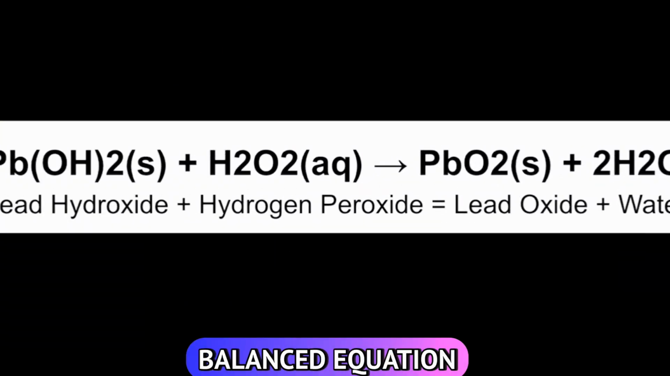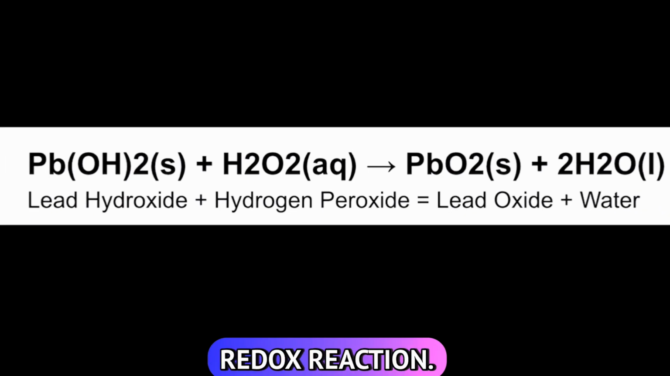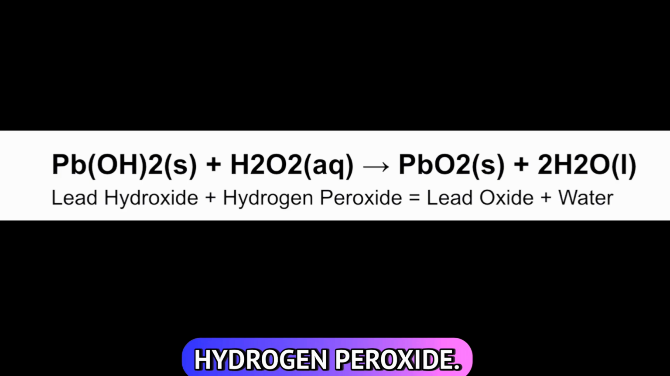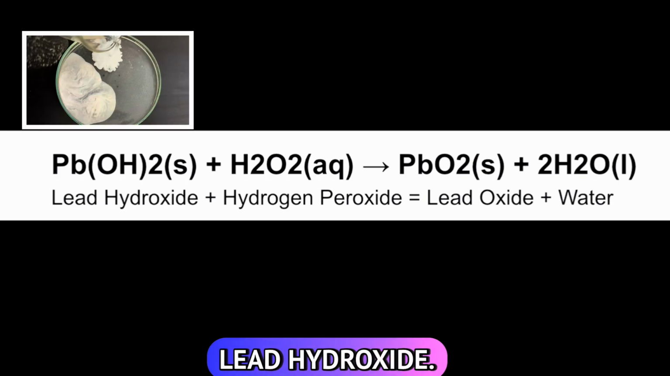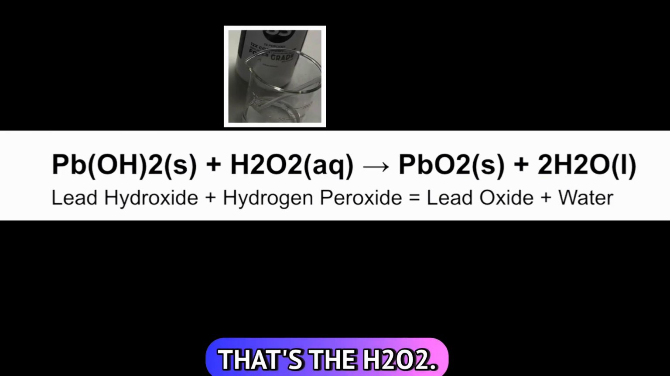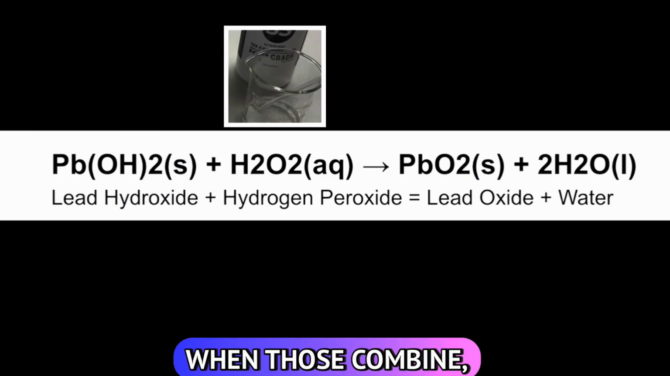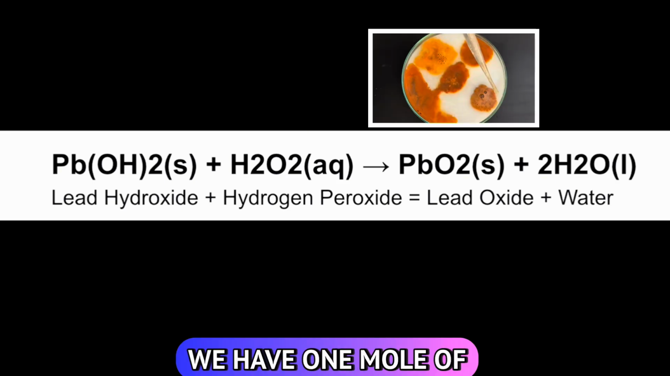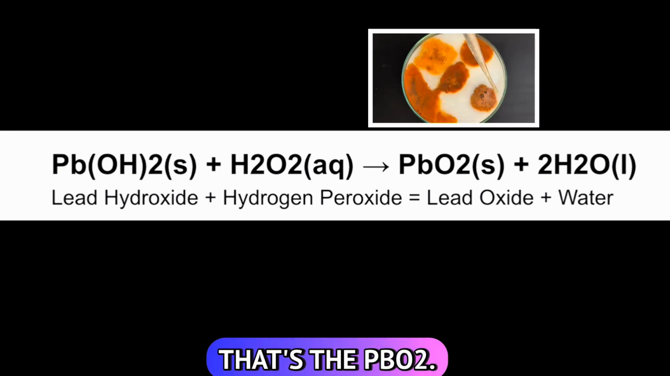Here's the balanced equation for this amazing redox reaction. We start with the reactants, lead hydroxide and hydrogen peroxide. We have 1 mole of lead hydroxide, that's the Pb(OH)2, and we have 1 mole of hydrogen peroxide, that's the H2O2. When those combine, we get the products lead oxide and water. We have 1 mole of lead oxide, that's the PbO2, and we have 2 moles of water, that's the 2H2O.